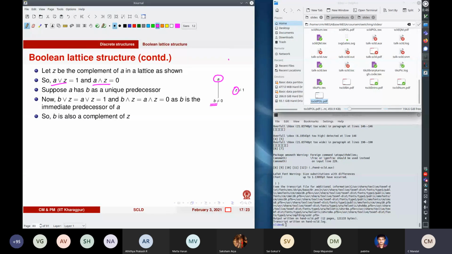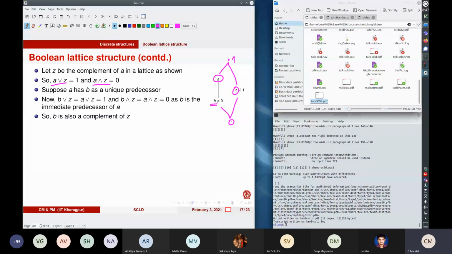So obviously the join of B and Z will also be the join of A and Z, which is 1, and similarly you have 0 somewhere over here. By the same argument, the meet of B and Z will be the same as the meet of A and Z, which is 0. So what you find is that B is also a complement of Z. So now Z doesn't have a unique complement.